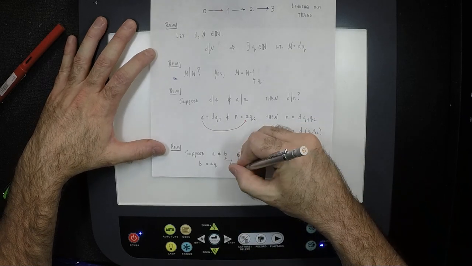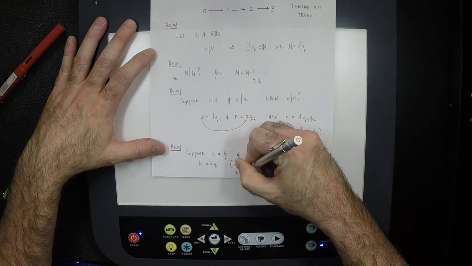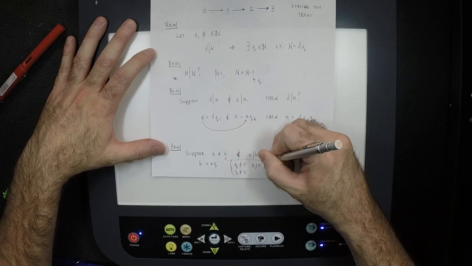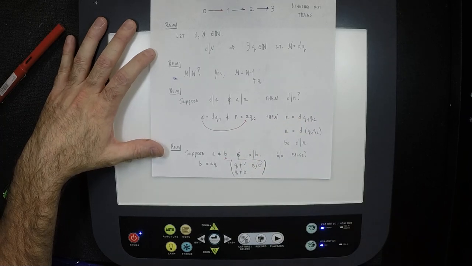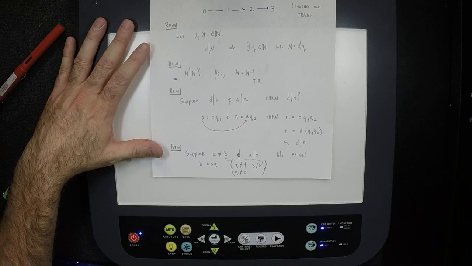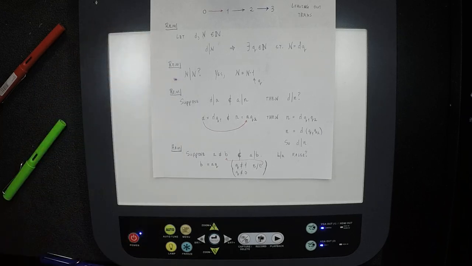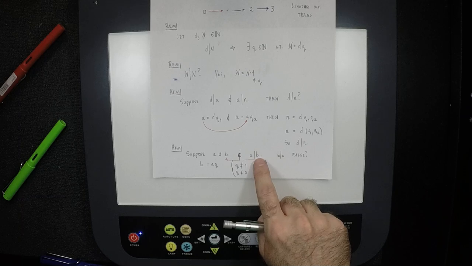Zero. It can't be 0 either. Why can't it be 0? Then A would equal 0. Right. Okay. Well, let's think about this. Could Q be 0? What would that mean? That would mean B is 0.